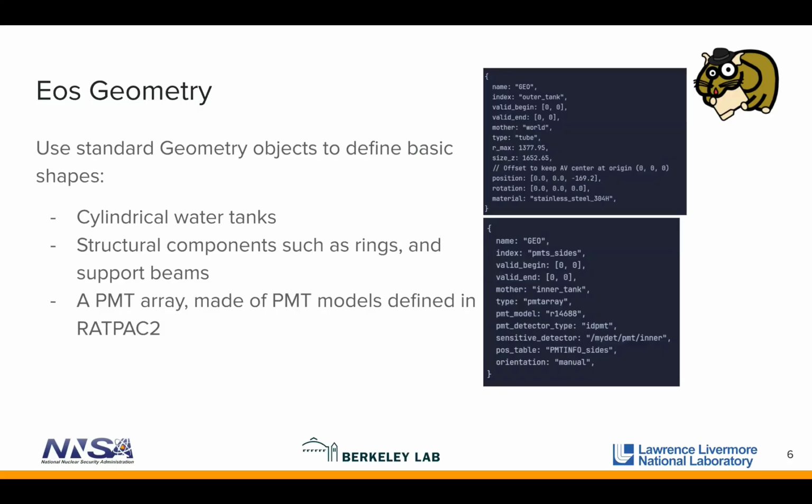This is just to show the EOS geometry. So we use standard geometry objects for most things in EOS. We have a cylindrical outer water tank, and so that's just a G4 tube. We have rings everywhere to fasten things in place, and these rings are also standard Geant4 shapes. We have a PMT array made of PMT models that actually exist in ratpac-two because we use mostly the R14688, which is a commercially available PMT that Hamamatsu sells. So these things you should be familiar with from the geometry session and just playing around with geo files in general.